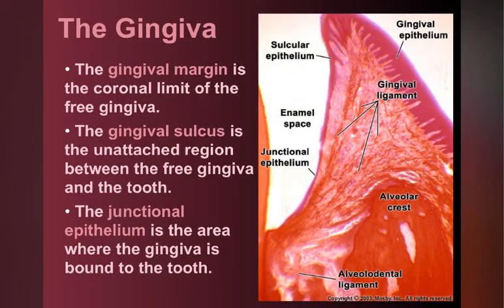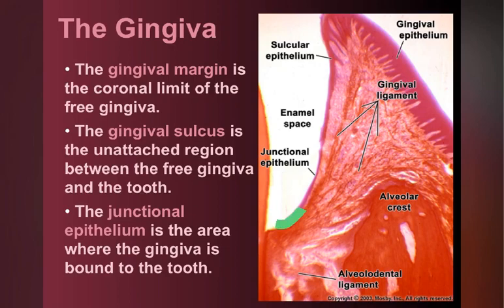The gingival margin is the coronal limit of the free gingiva, which is here. The gingival sulcus is the unattached region between the free gingiva and the tooth. So it's a space. Gingival sulcus is space that is between the free gingiva and the tooth. Junctional epithelium is the area where the gingiva is bound to the tooth.